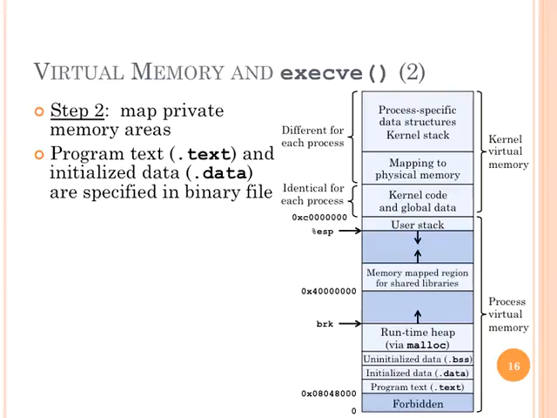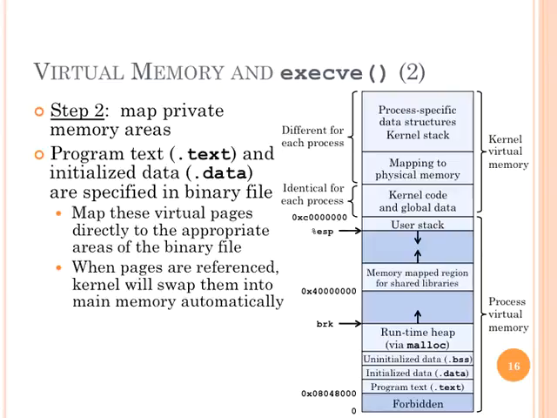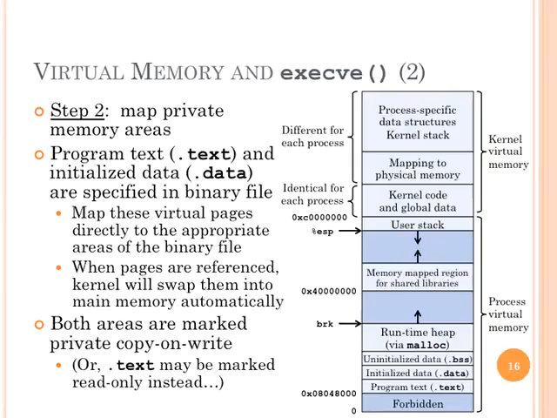Okay, so the initialized data and the program text come from the file. So clearly we set up memory mappings to those parts of the file. And so then when they're referenced, we talked about this before, the kernel will start swapping them in automatically. And like I say here, you can either mark that just private read only if it's something you should never be allowed to change. Things like constants are a really good example of this as well, but program text definitely.